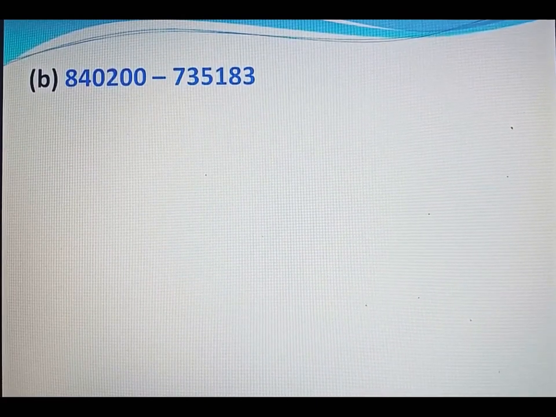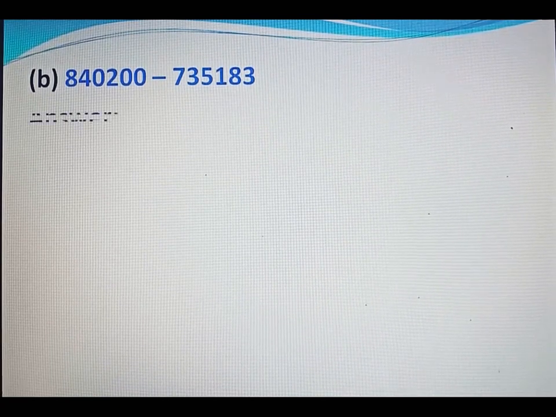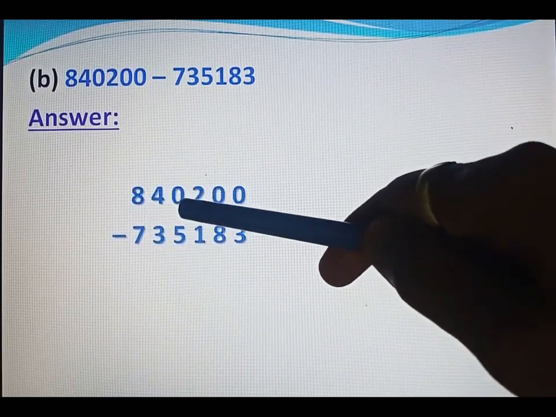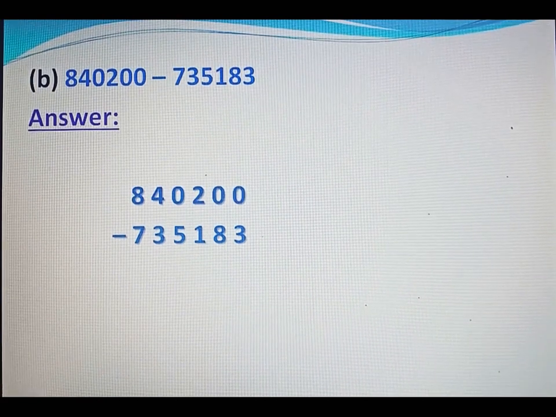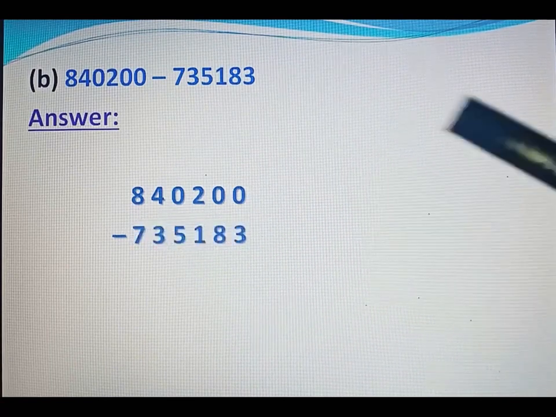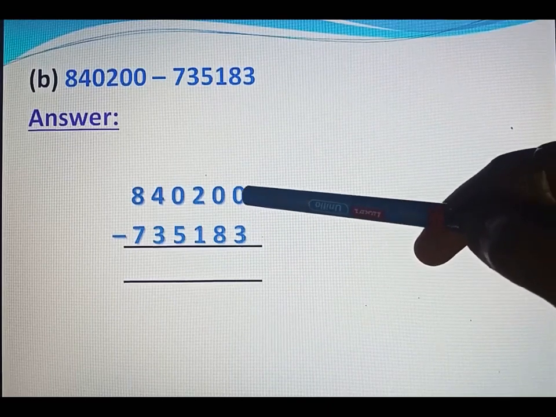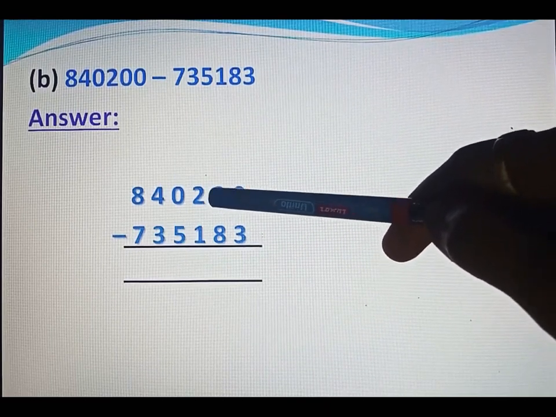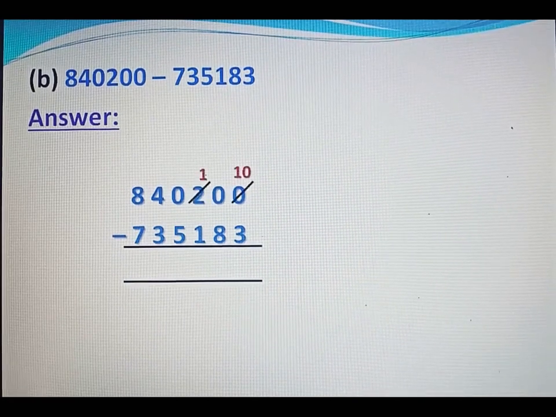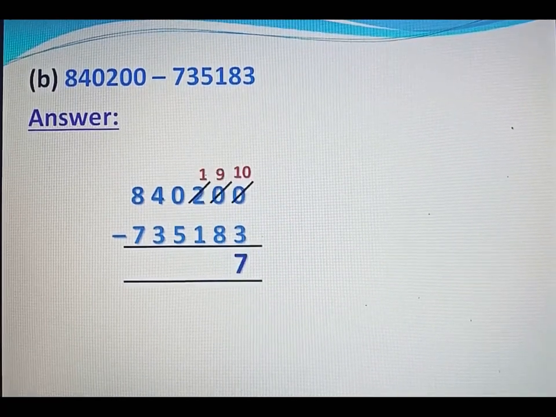Now come to B part. 8,40,200 minus 7,35,183. Answer. First we write the number in columns, that is 840,200. Second number we will start from last, that is 381,537. Then we will do subtraction. This 0 is smaller than 3, so we will borrow from the next number. This is also 0, smaller, so we will borrow from this 2. It will be 1 and this will become 10. So 10 minus 3, 7. This will become 9. 9 minus 8, 1.